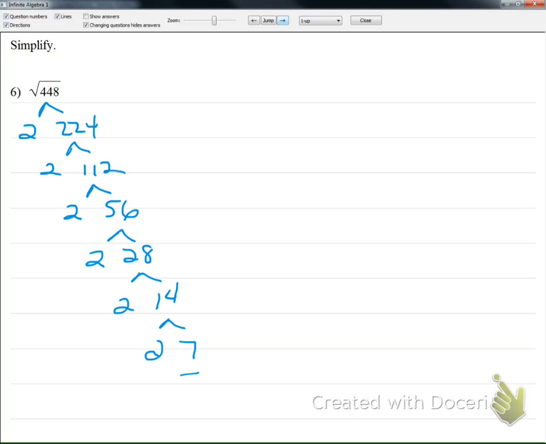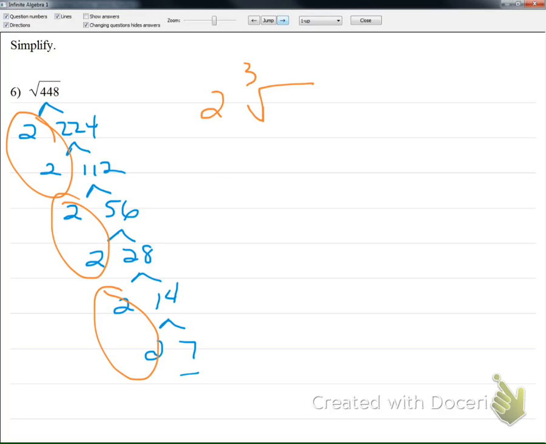Alright, how many pairs of numbers do we have? We have 1, 2, 3 pairs of the number 2 and a 7 left over, so that stays underneath the radical. 2 to the third power equals 8. Remember, that's not 2 times 3, it's 2 times 2 times 2. 8 square root of 7, so that's your final answer.